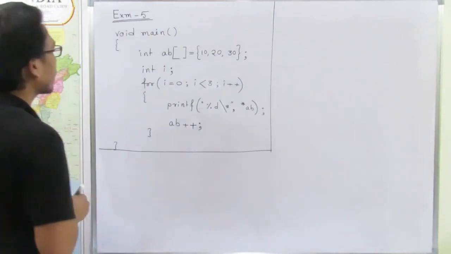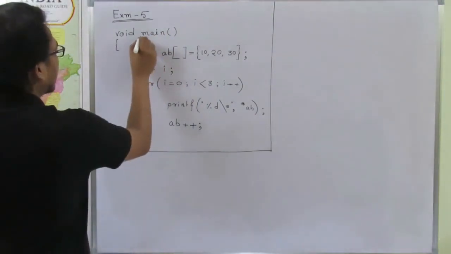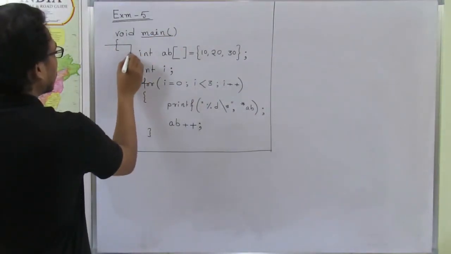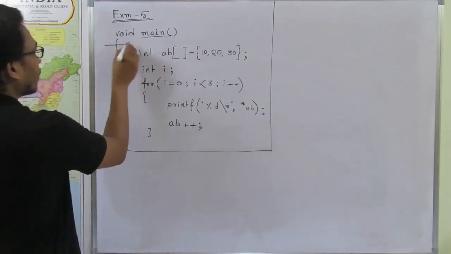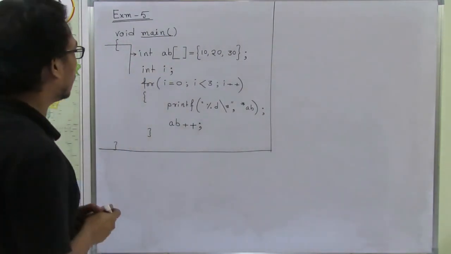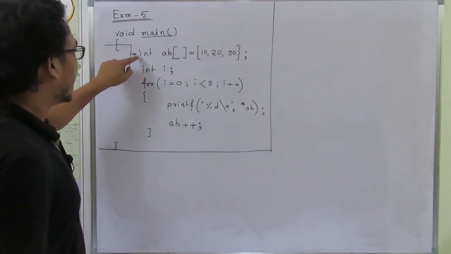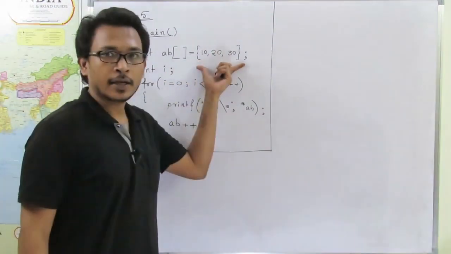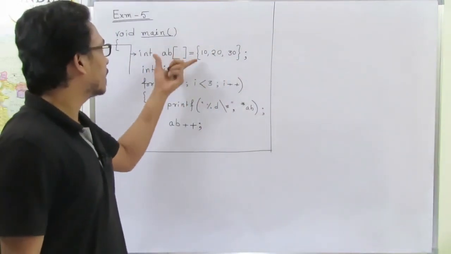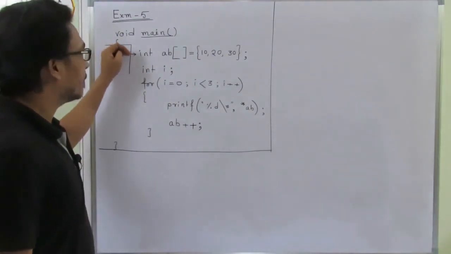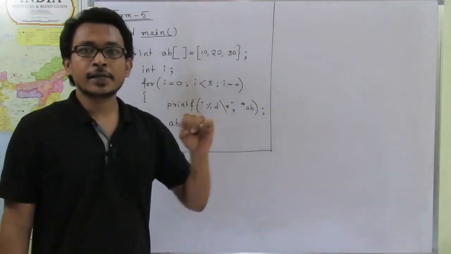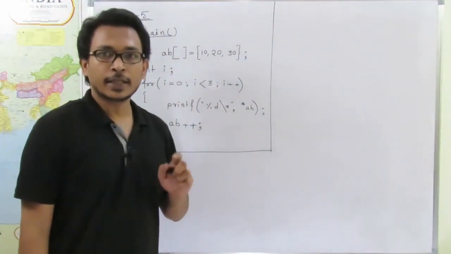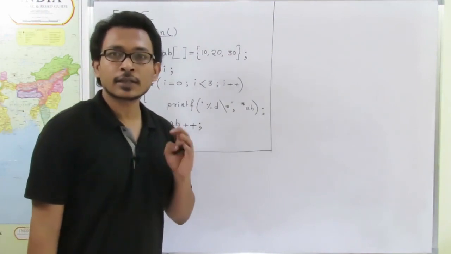So this is our main function, that means control execution of this program starts from this entry point function. Now this is the array declarative statement, and in this array declarative statement the storage class is not specified by the programmer. That means here the default storage class will be used by the system, and the default storage class is auto.